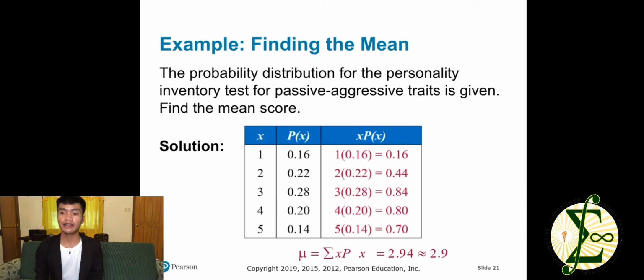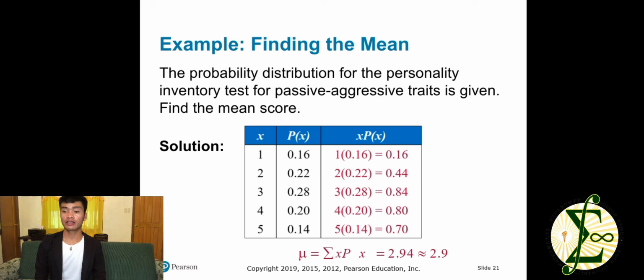Then we should add all the products. 0.16 plus 0.44 plus 0.84 plus 0.80 plus 0.70 is equal to 2.94. And we should round off to the nearest tenths. So we have now the mean is approximately equal to 2.9. So our mean is 2.9.